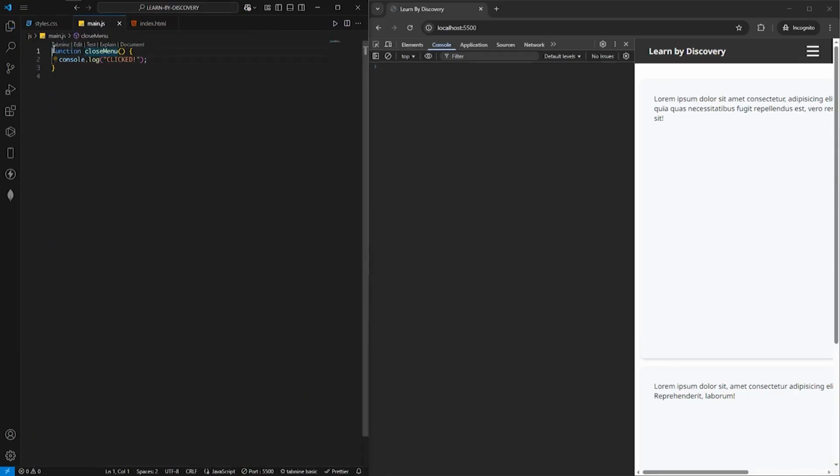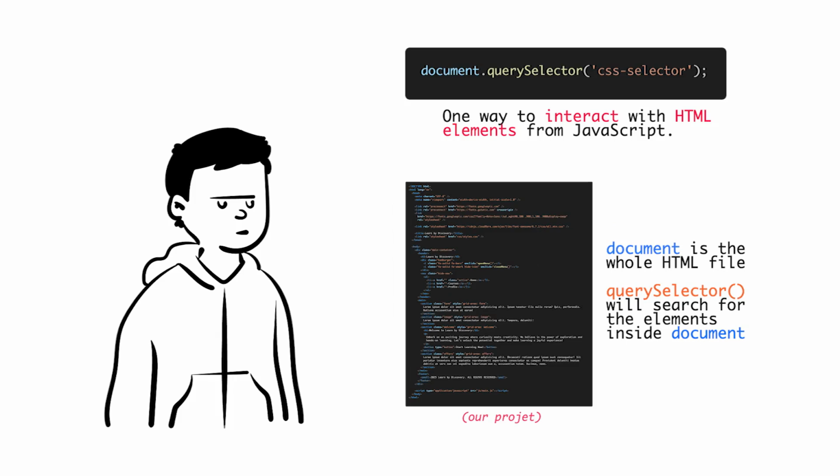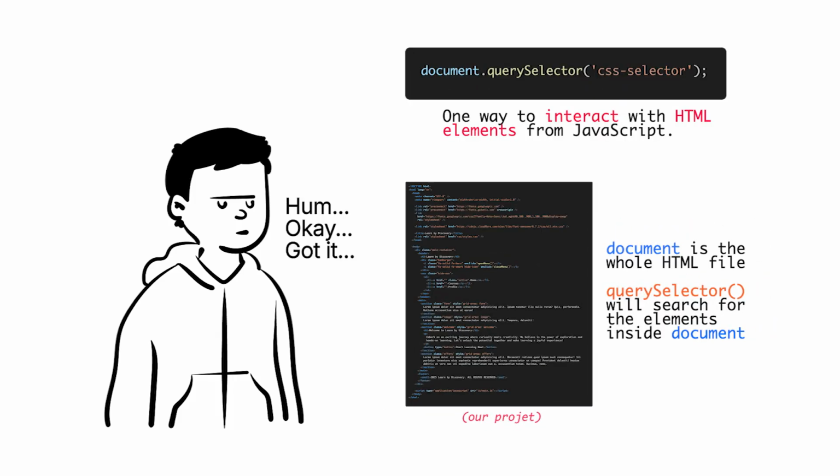Now we have to target the necessary elements so that we can interact with them. In this case, we have 3 elements involved: the bars, the X mark, and the navigation menu. Let's target each of them using document.querySelector. This just tells JavaScript to search inside the document the element we pass as reference.